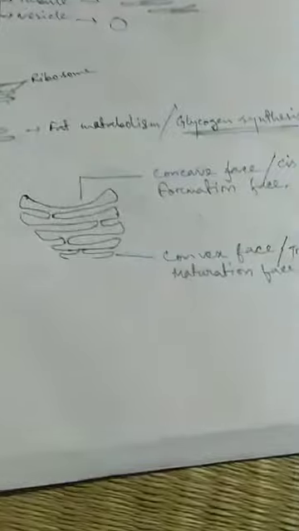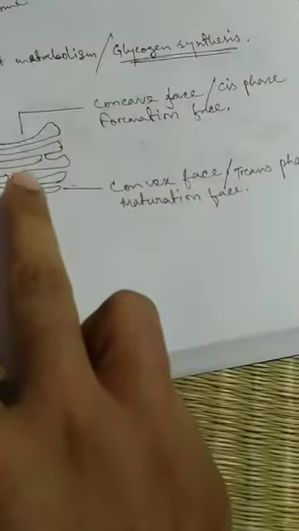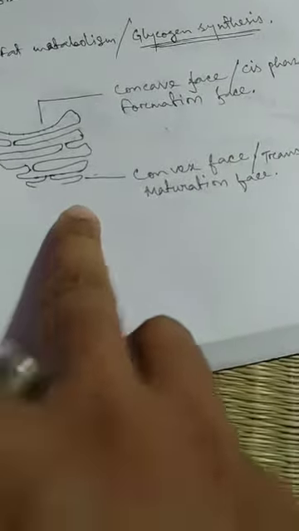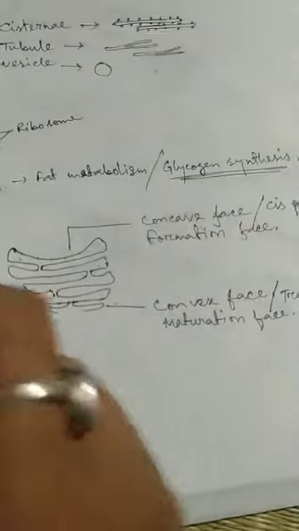Or it is also known as maturation phase, and this is also known as formation phase. Means the upper portion of the Golgi body secretes the substances which are put on the convex phase or trans phase. Okay, these are the cisternae.